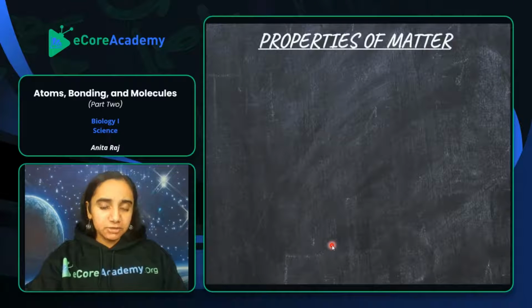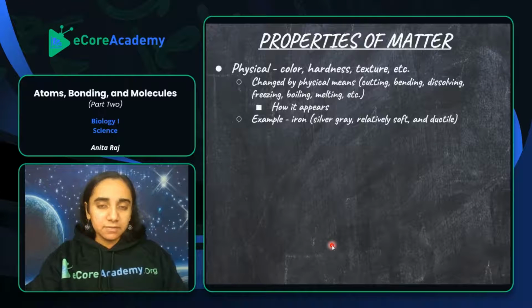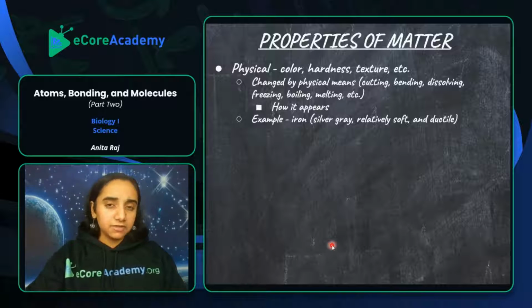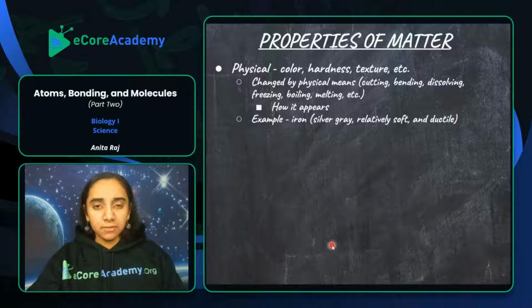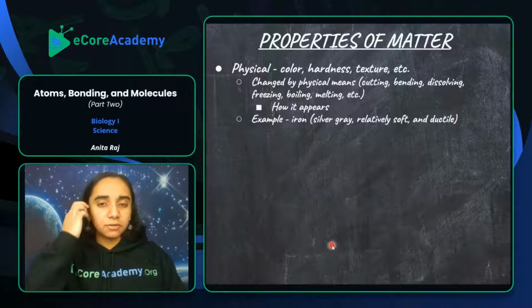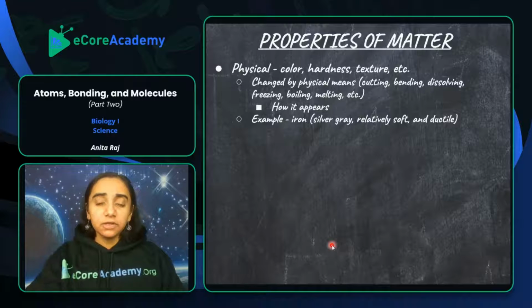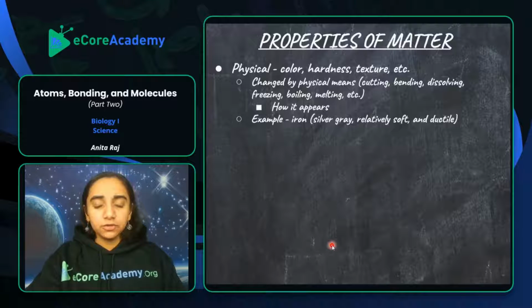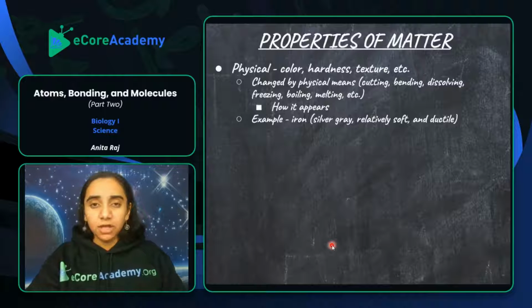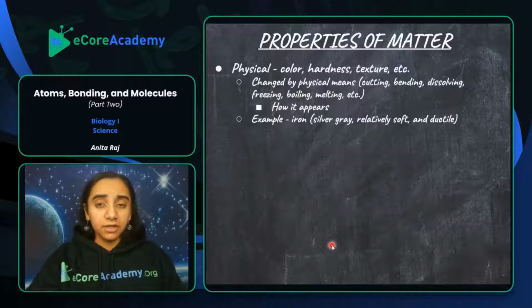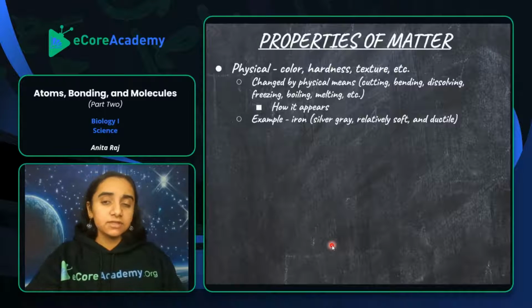This first slide is going to be talking about the properties of matter. And like I said before, we're going to be looking at the physical properties of matter, but we're mostly going to be focusing on the chemical properties of matter. So first, let's talk about the physical properties of matter. Physical properties include anything that you can observe with your 5 senses: your sight, your taste, your smell, your touch, and your hearing. So those are your 5 senses. You can observe these things very easily.